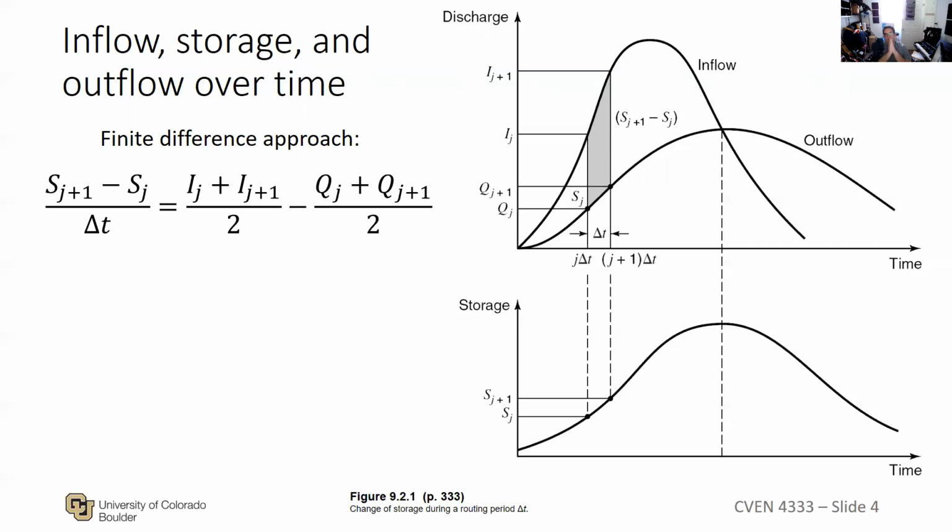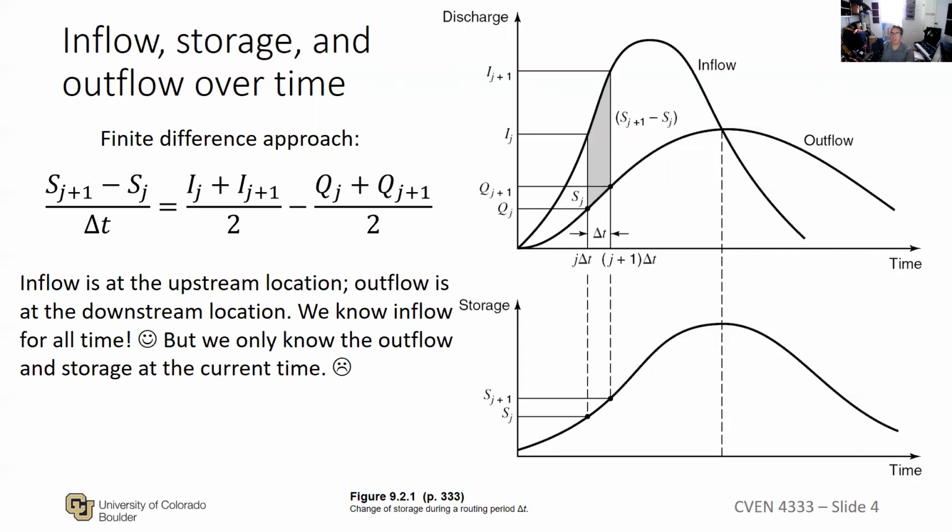You've got 2 points in time, so index j and index j plus 1. And so over the course of that small amount of time, inflow is coming in, outflow is going out, and then you can use the inflow and the outflow to determine how much water has been stored in between those two times.